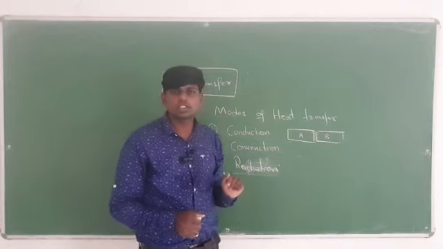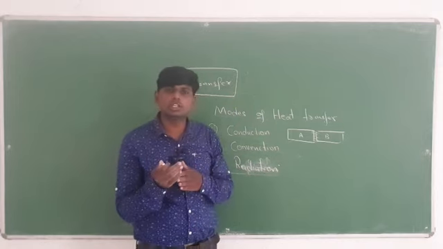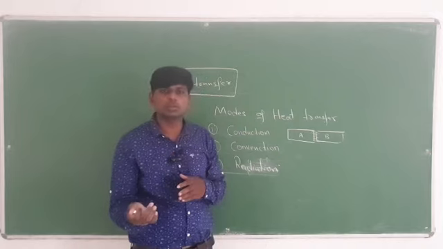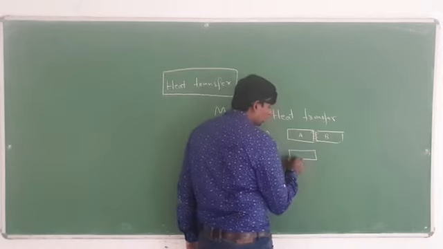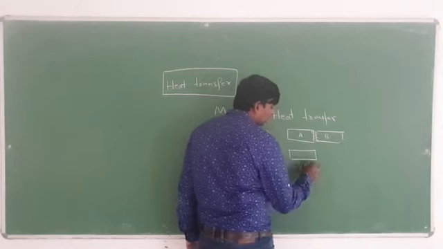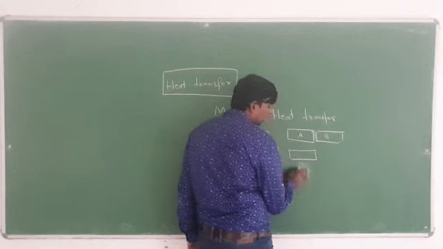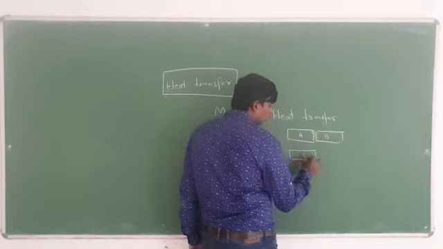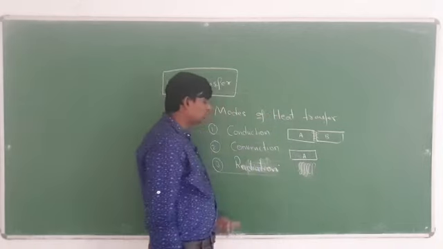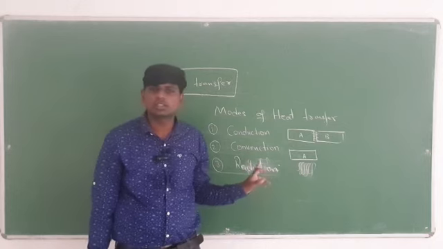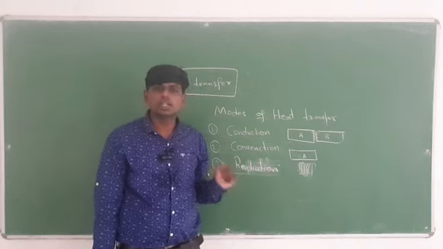The next one is convection. Convection means solid to liquid or liquid to liquid. Suppose there is one body, body A, and from here you are supplying the heat. This type of heat transfer is known as convection.